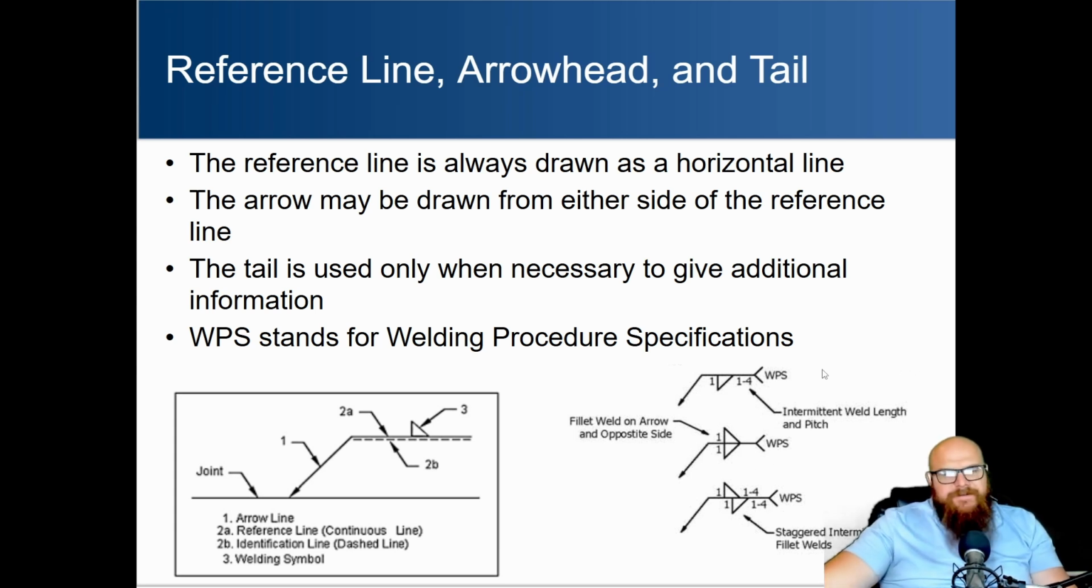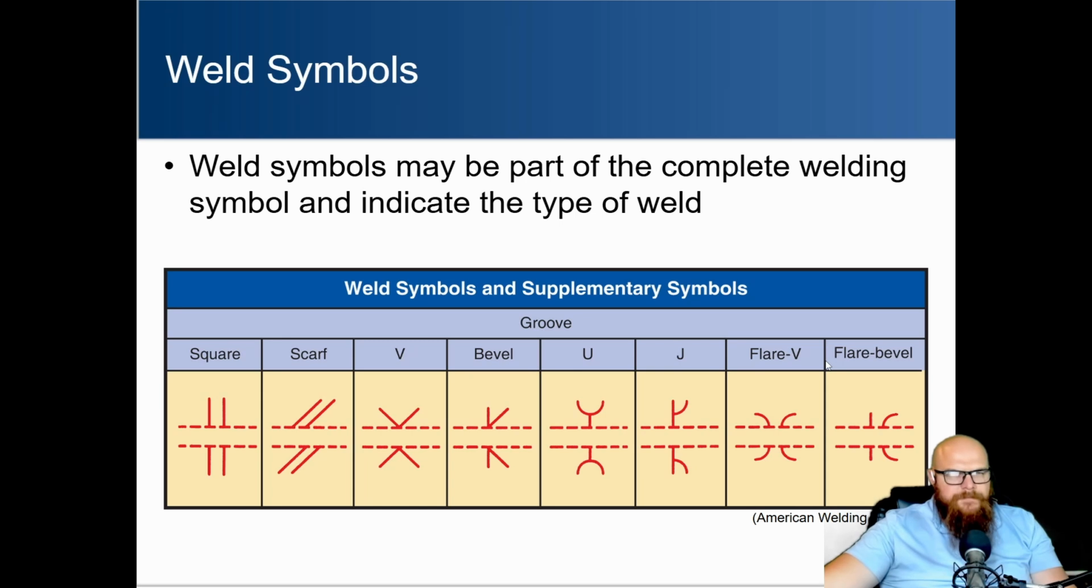Arrows and things like that, they're not always going to be on the left-hand side. Sometimes they're on the right-hand side. Sometimes they're going to be on the left. Sometimes they're going to be underneath. It really depends on where it fits within a drawing to not clutter things up as much as possible. So those three components there, you got the arrow, you got the reference line, which is horizontal, and then the tail, which is going to be the two lines coming together, almost creating a little arrow, just for some additional information.